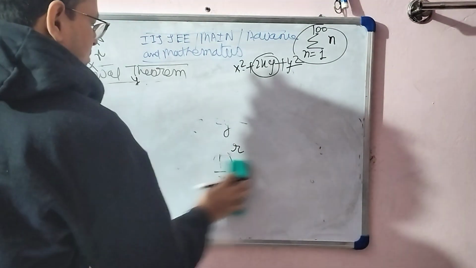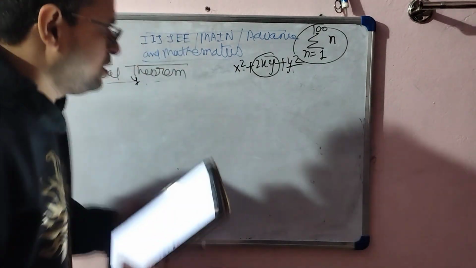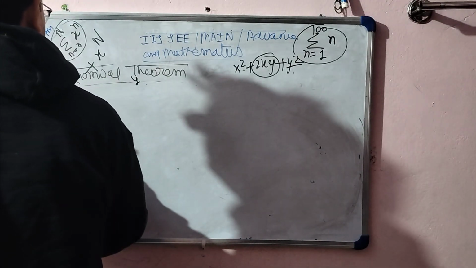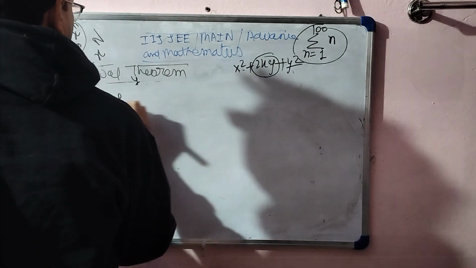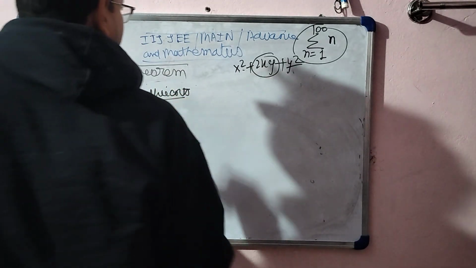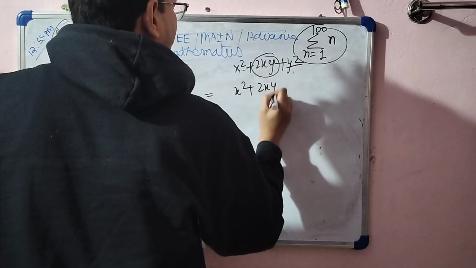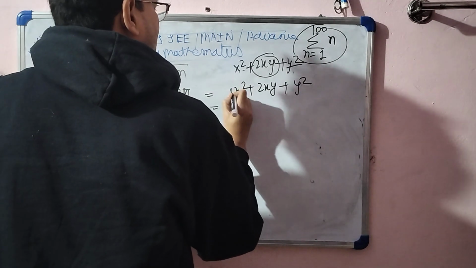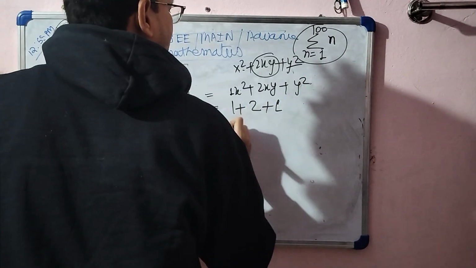Then the next standard point, the formula, is for the sum of coefficients. What is a coefficient? Here x square plus 2xy plus y square. The coefficient of x square is 1, of 2xy is 2, and of y square is 1. The sum is 4.